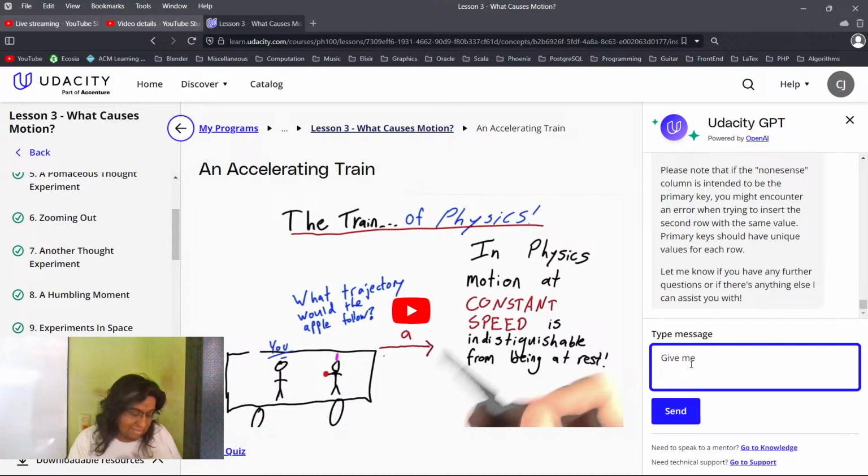Give me the information ordered in descending order based on its primary key.